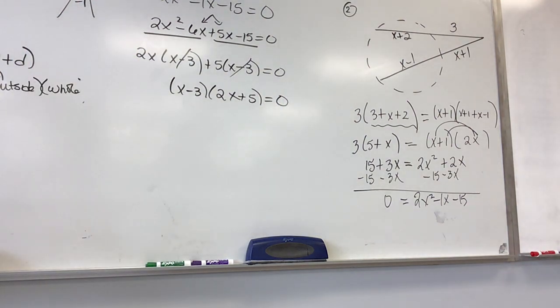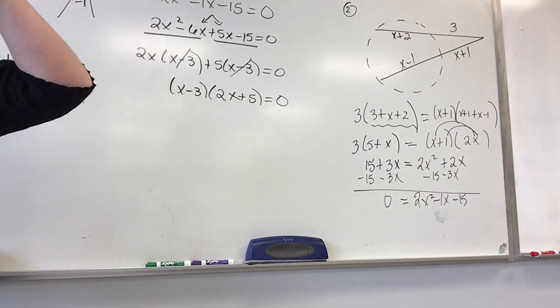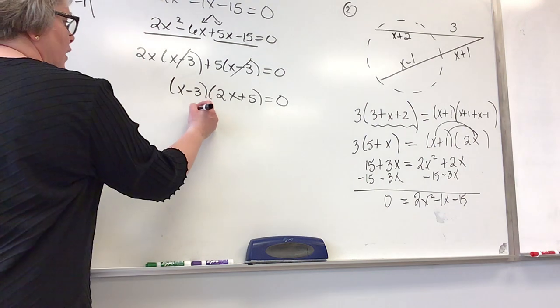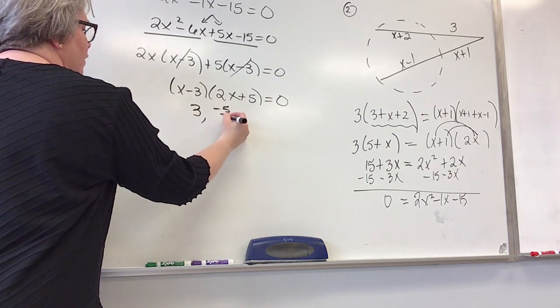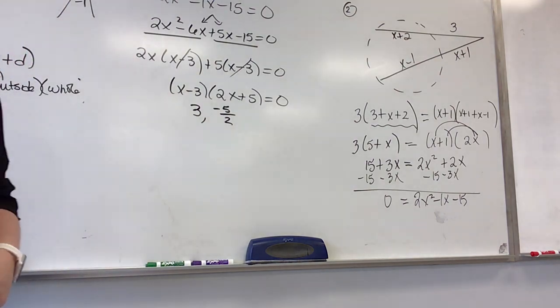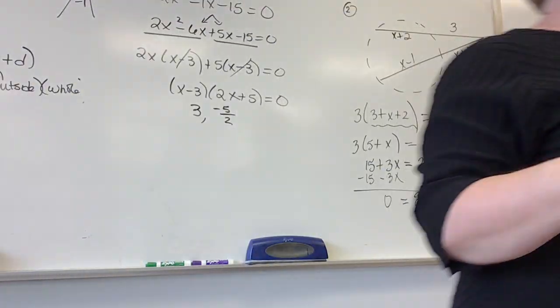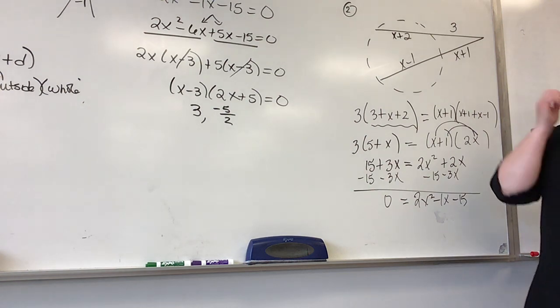And then what are my two solutions? Because you know it's a quadratic, so you know there's two solutions. So one of them is x equals 3, and x equals negative 5 halves. Okay, negative 5 halves is negative 2.5. Agree? Okay, so let's think about that.